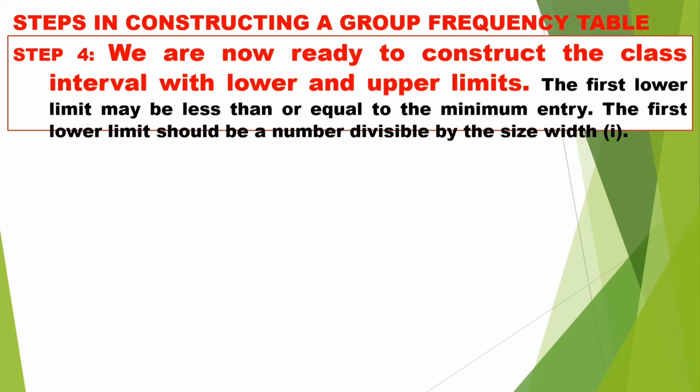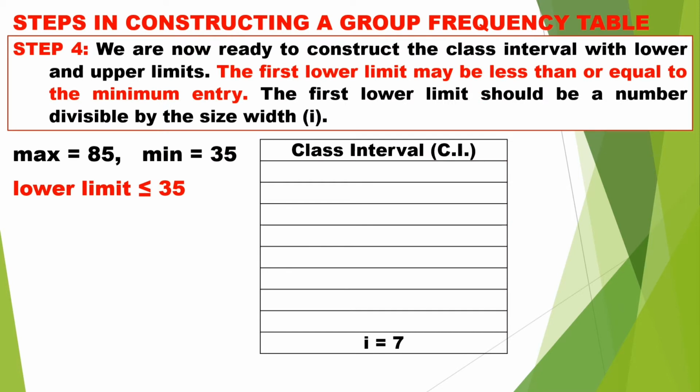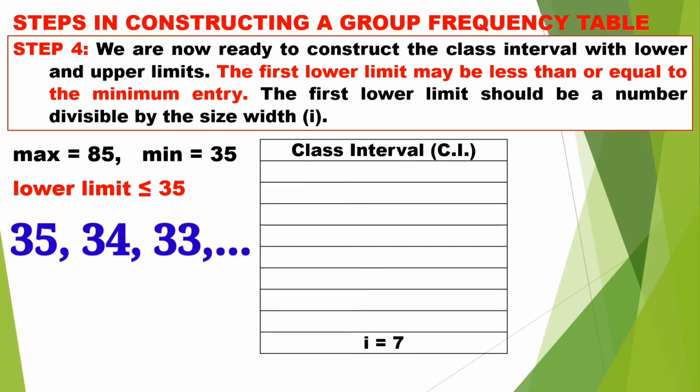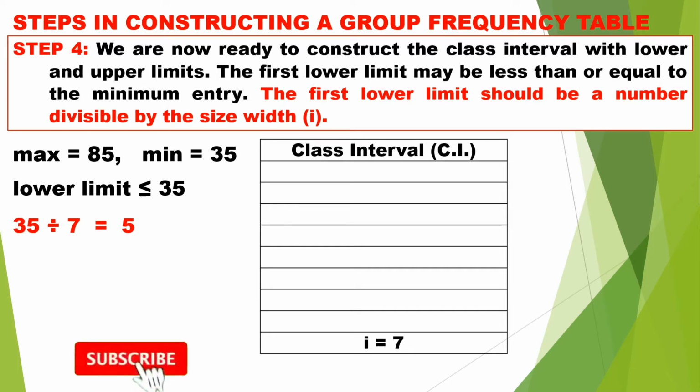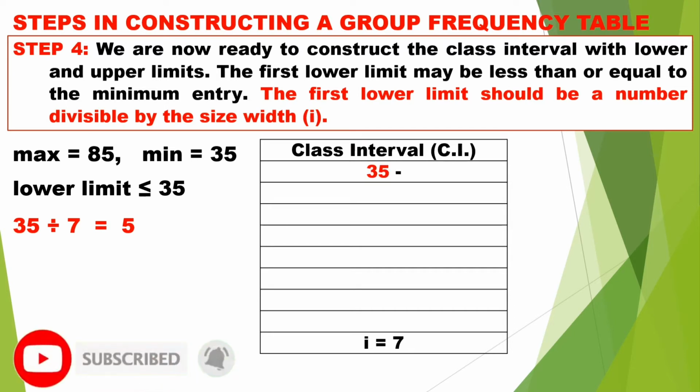Step 4, we are now ready to construct the class interval with lower and upper limits. The first lower limit may be less than or equal to the minimum score. So it can be 35, 34, 33, and so on. The first lower limit should be a number divisible by the class width or the I, which is 7. Since 35, the lowest score, is already divisible by 7, so 35 will be our first lower limit.